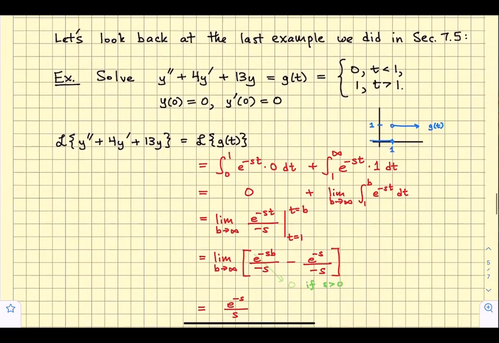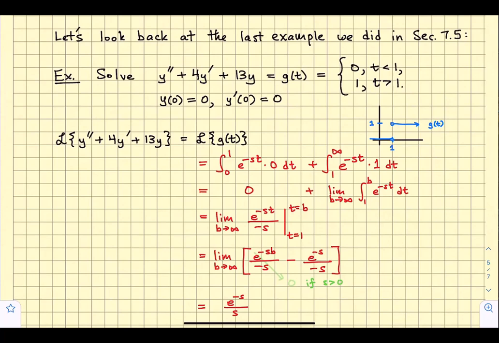Now let's bring this back to bear to differential equations. If you remember in the last section, we left off with an example. I'll just recall we had y double prime plus 4y prime plus 13y equals g of t. G of t, if you remember, was this piecewise defined function. We had 0 initial conditions, and we were trying to solve this initial value problem using the method of Laplace transforms. So I'll just go through this really quickly.